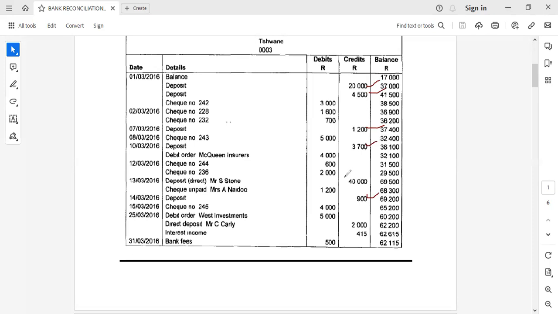But these ones are not ticked. Direct deposit, the direct deposit, and this one, the interest income. So all those items which are not ticked, but on the credit side of our bank statement, will go to the cash receipts journal. Right, so let me just show you how we record them.